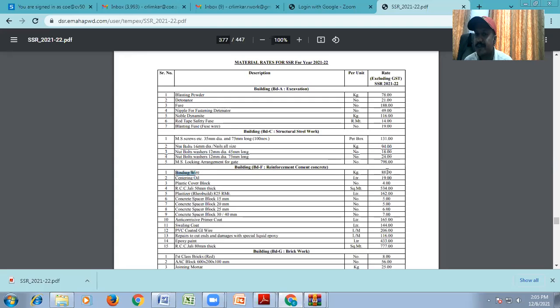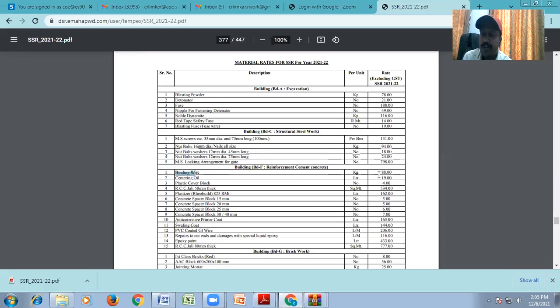What is the rate of binding wire? 88 rupees per kg. Because in RCC you are going to tie. Now look at the rate of binding wire. I think this is a very familiar material in our construction. Everyone is using it on the site. Just to tie the reinforcement with each other, you are using the binding wire, correct? Stirrups and reinforcement correction, you are going to do with the binding wires. So the binding wire rate is given as 88 rupees per kg.